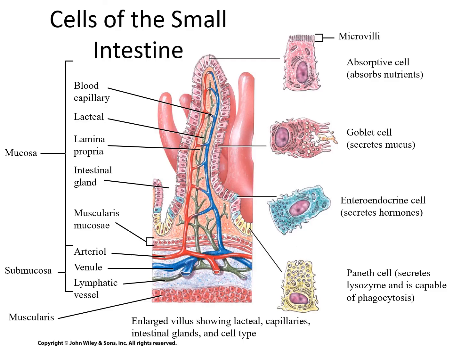So here again, you can see those different cell types. We have absorptive cells with microvilli that increase their surface area, because the only area that's exposed to the lumen is the top of the cell, the apex of the cell. We have goblet cells that produce mucus, we have enteroendocrine cells, and we have these Paneth cells.